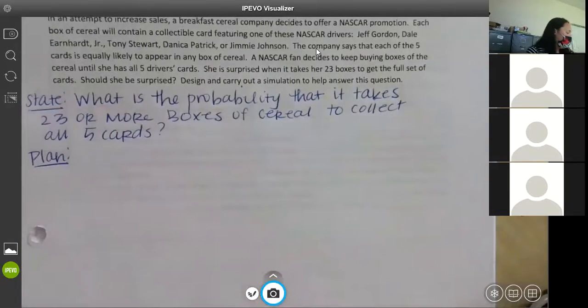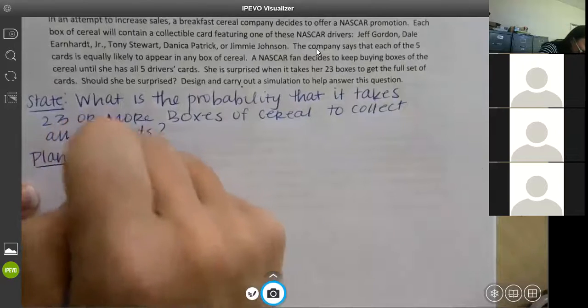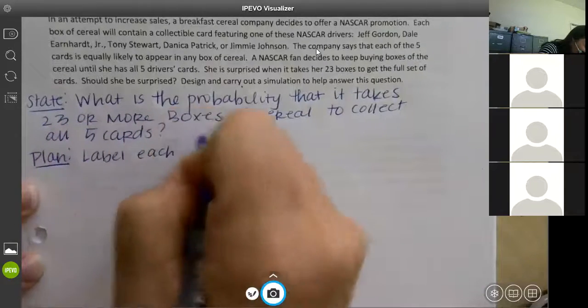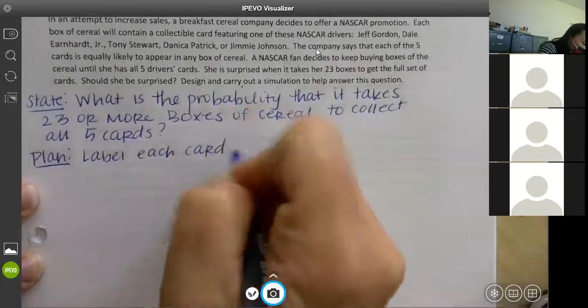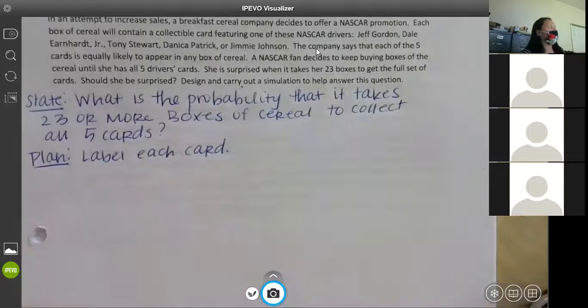We're going to plan. So we have to plan to do it with technology, so a random number generator. What's the first thing that we always have to do? We're going to label each card. And if we're doing a random number generator, we have to assign a number to each card. You have to show that.